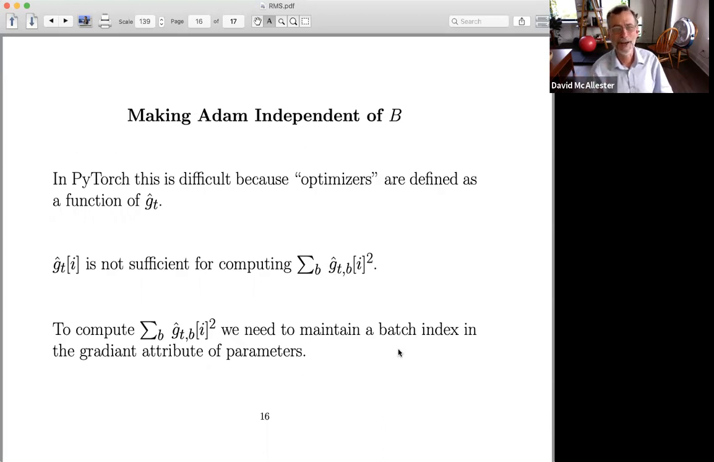But I always run into this problem that the code doesn't support what I want to do. In PyTorch, this is difficult because the general concept of an optimizer in PyTorch is defined to be a function of G hat T. So G hat T does not contain the information you want, which is this. So to compute this, we would need to maintain a batch index at the gradient attribute of the parameters. So I think there's another issue with ADAM in that it's sensitive to batch size.